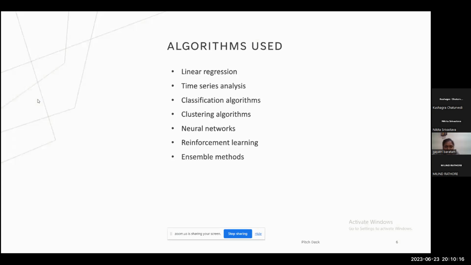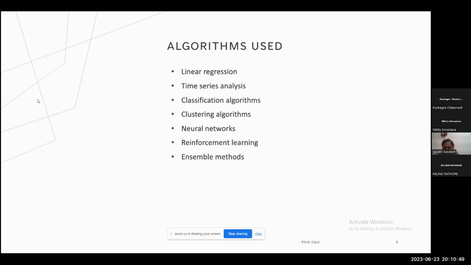These are the algorithms that we can use in data science for the application of the stock market. Linear regression is used for modeling the relationship between the dependent variable and one or more independent variables. Time series analysis is used to analyze historical stock price data and identify patterns, trends, etc. Classification algorithm is used to classify the stocks into categories based on historical data. Clustering algorithm is used to identify stocks with similar characteristics.